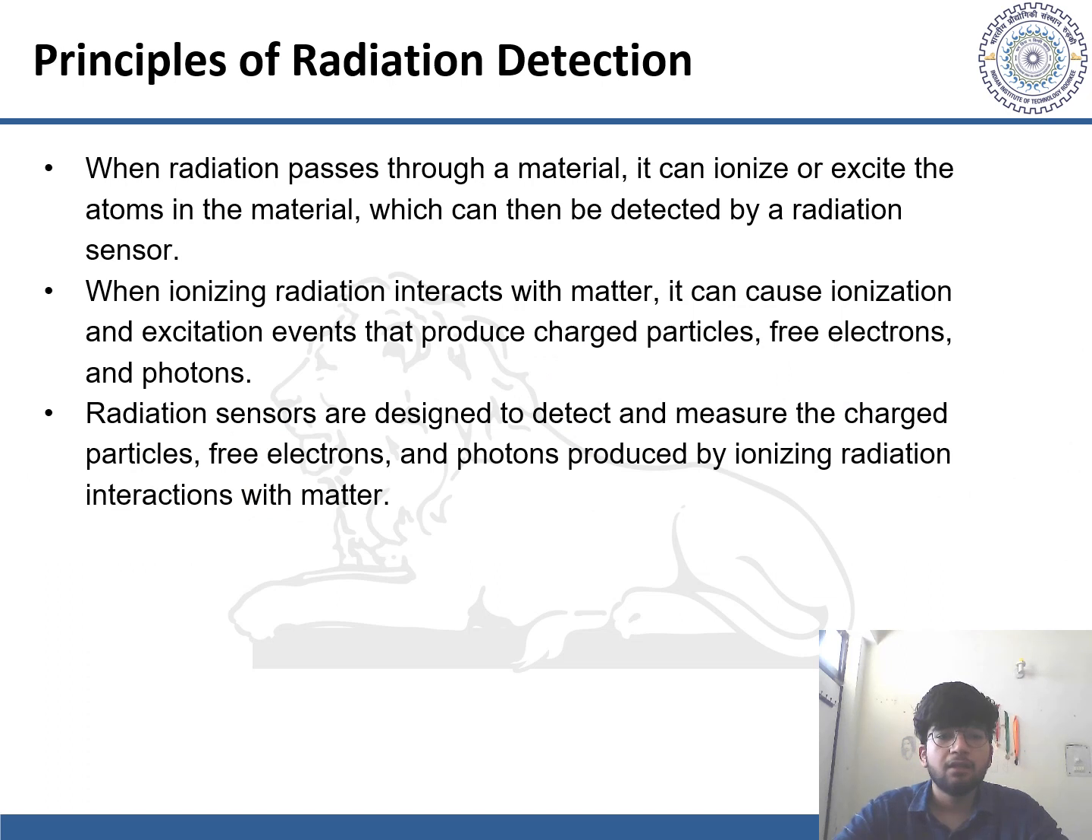Principle of radiation detection: when the radiation passes through material, it can ionize or excite the atoms in the material, as we talked before. This can then be detected by the radiation sensor. When the ionizing radiation interacts with matter, it causes the ionization and excitation events that produce charged particles, free electrons and photons. Radiation sensors are designed to detect and measure the charged particles, free electrons and photons produced by ionizing radiation or non-ionizing radiation interaction with matter.